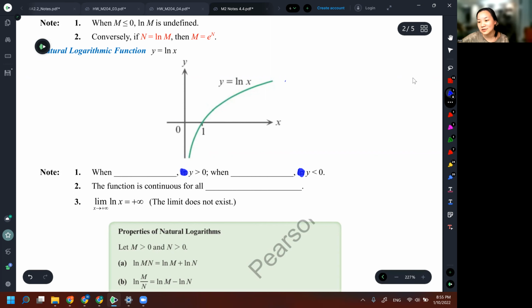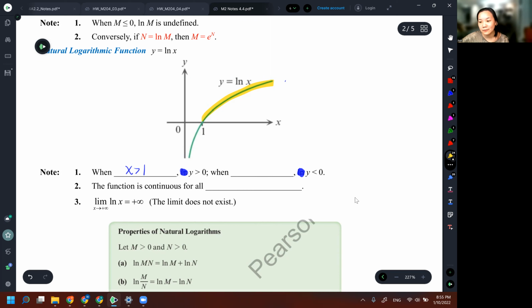Now, I will ask a student and you must answer immediately. Emily Cole. When x is greater than 1, then y is larger than 0. Very good. Yes, you must highlight greater than 0 and then answer the range. Okay. Now the second one must be easier.